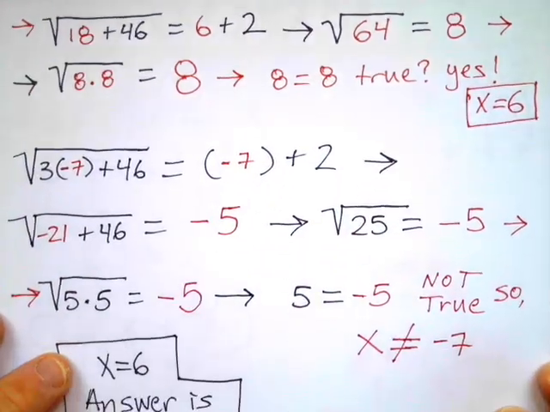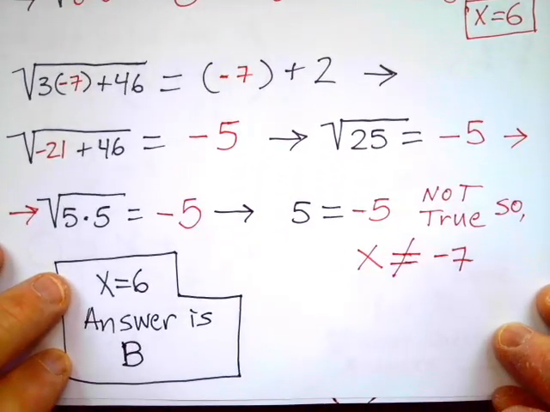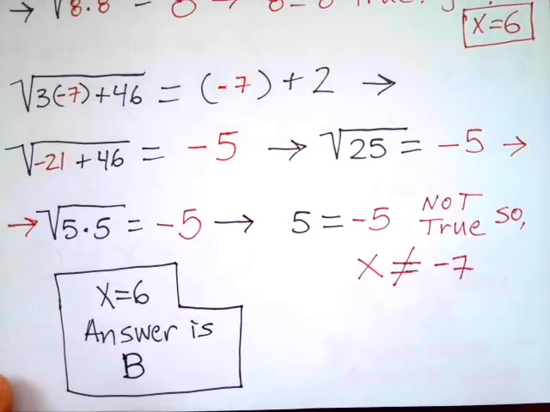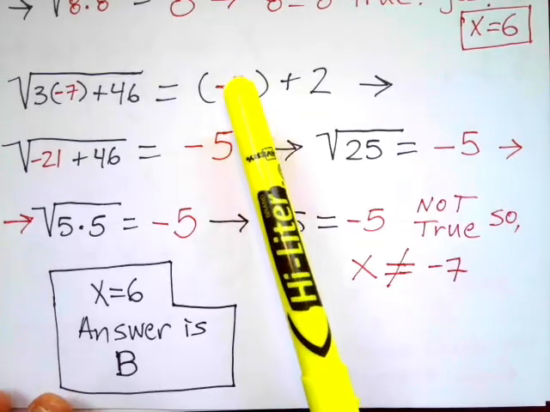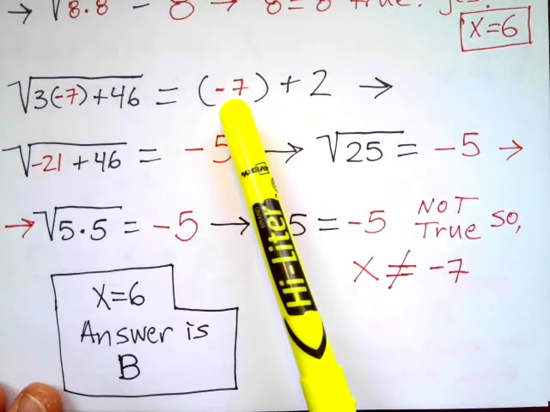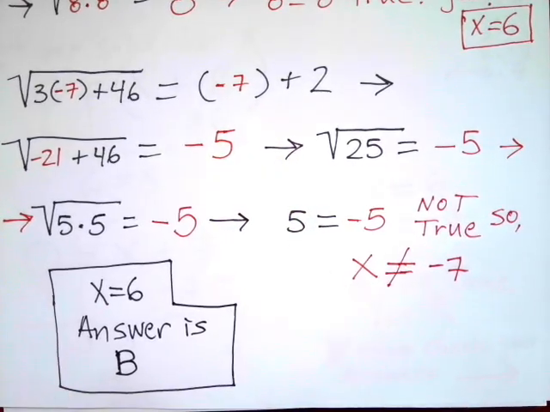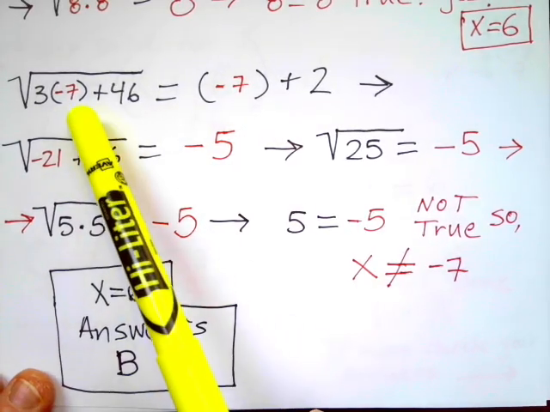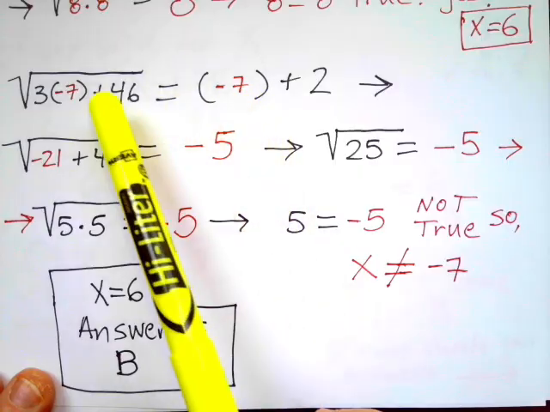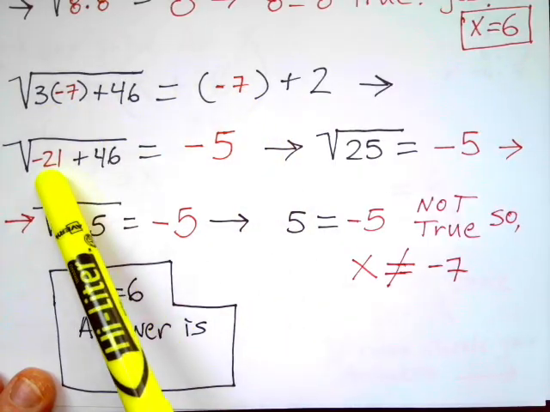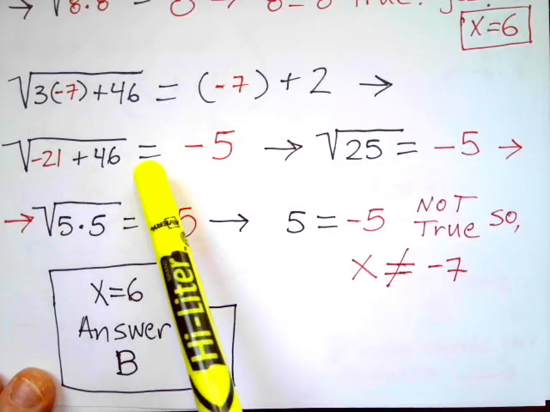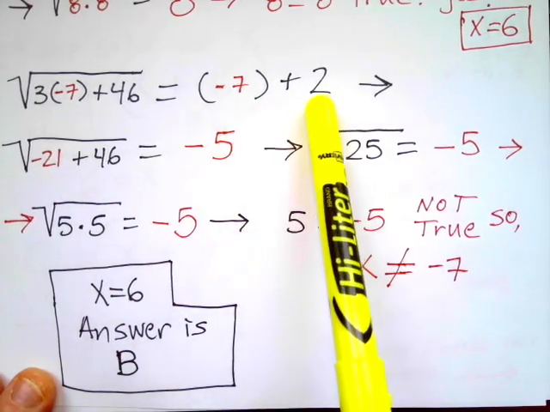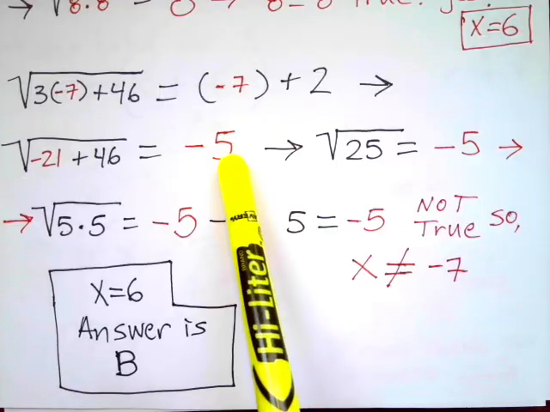Now let's check out this negative 7. So everywhere there was an x, I'm going to substitute the negative 7. I have to. I just can't say, oh, the answer was 6 and negative 7. You have to check your answer by substituting it back into the equation. So 3 times a negative 7 is negative 21, plus 46, in the square root, equals negative 7 plus a positive 2, which is negative 5.